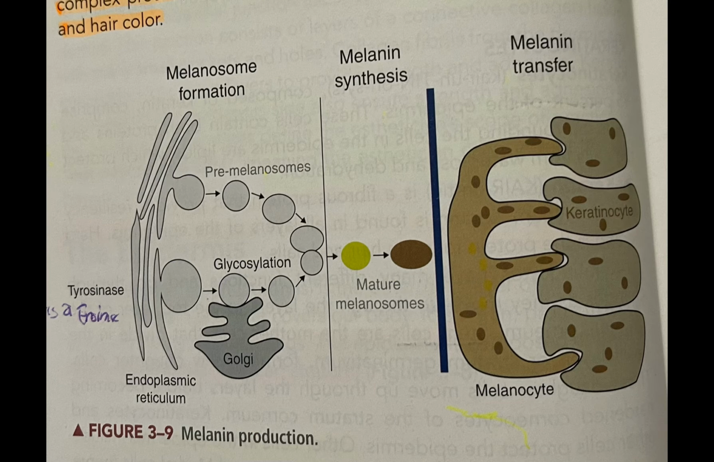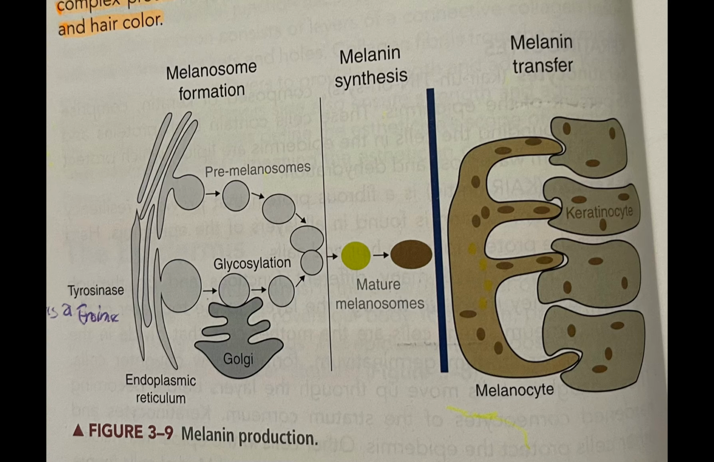On this image, you can see the melanin production. The stratum germinativum contains melanocytes, which are cells that produce pigment granules in the basal layer. The basal layer is the stratum germinativum layer.